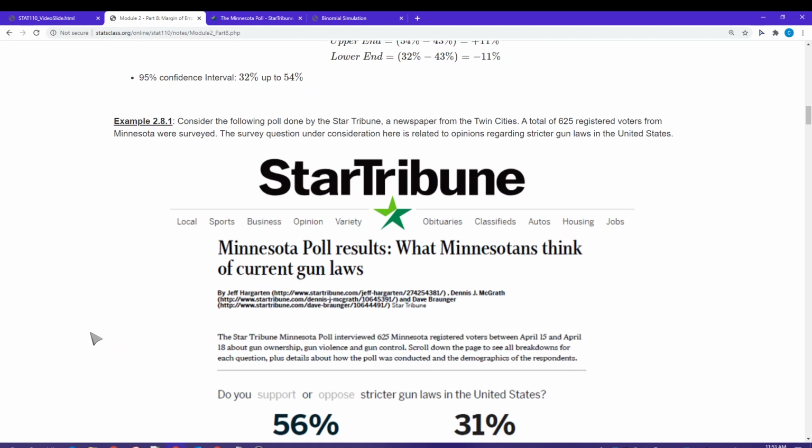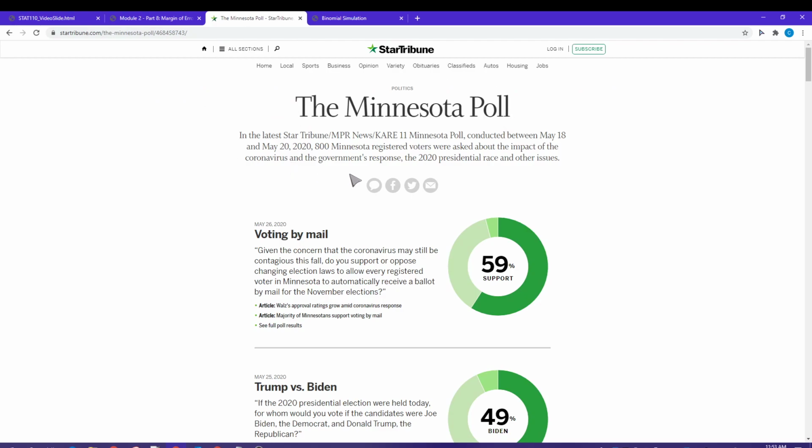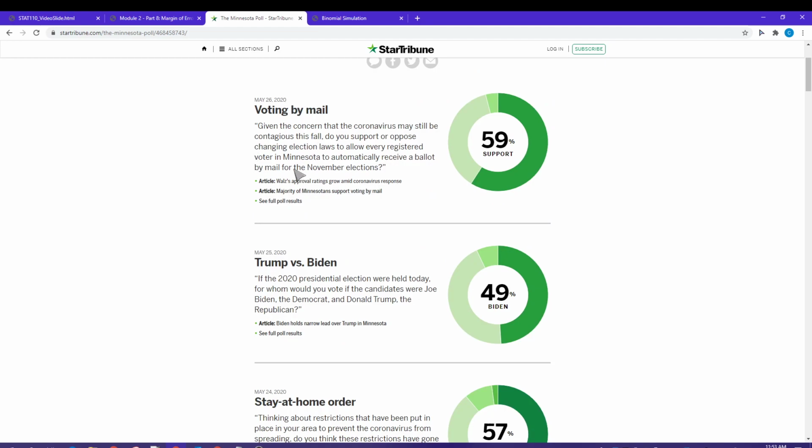Okay, let's use a real example. Here I'm using a poll from the Star Tribune, which is a newspaper from the Twin Cities. There is a link provided on our course website, and the Star Tribune has many polls. They often will poll Minnesota registered voters to obtain opinions about different things. So here we can see a recent poll was on voting by mail.